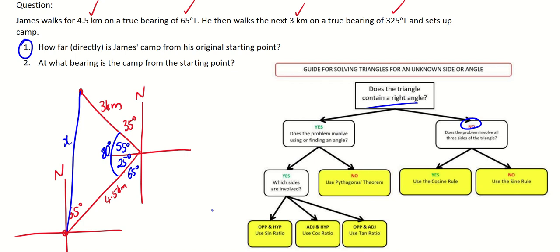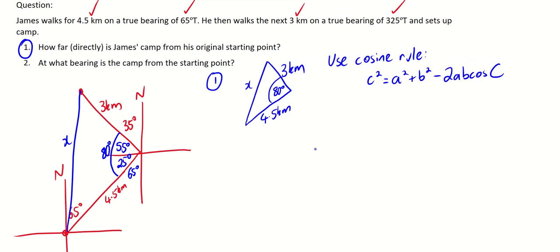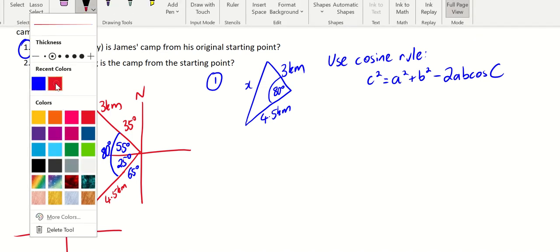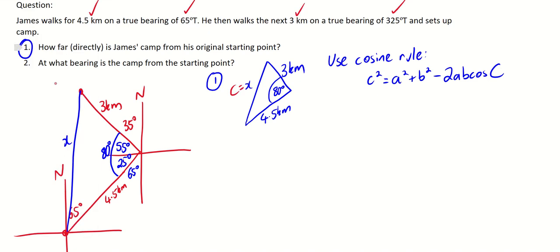Okay, and we need to answer the question, does the problem involve all 3 sides of the triangle? Well, I know these 2 sides, and I'm trying to find this side. So yes, it does involve all 3 sides, so I need to be using the cosine rule. So in these multi-step problems, it's a good idea sometimes to just extract the important information out of the diagram and write down the rule we're trying to use. My recommendation is always have the unknown as C. So in terms of labeling this triangle, here's C. So this is angle C, and these can be A and B in any order.